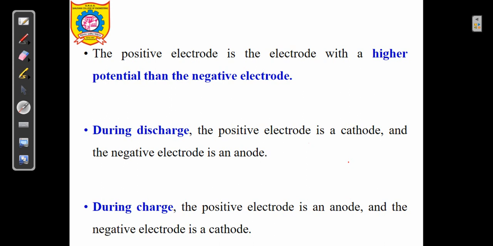There is no constant electrode. We can't say that the cathode is always positive or the anode is always negative, or the anode is positive or the cathode is negative. The name cannot be constantly given to anode or cathode. It depends on the reaction which is happening in the place.